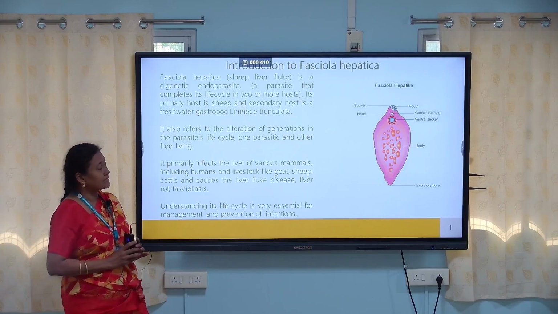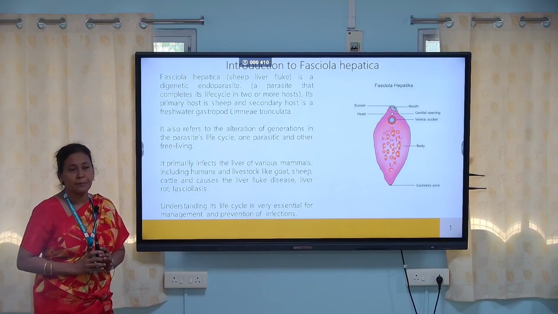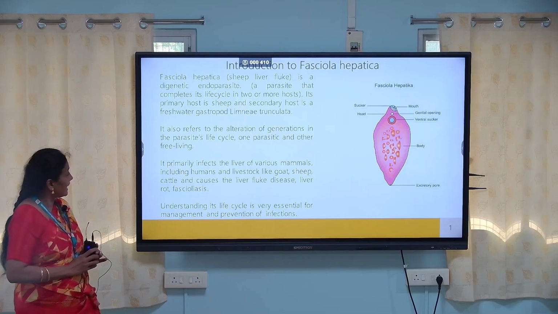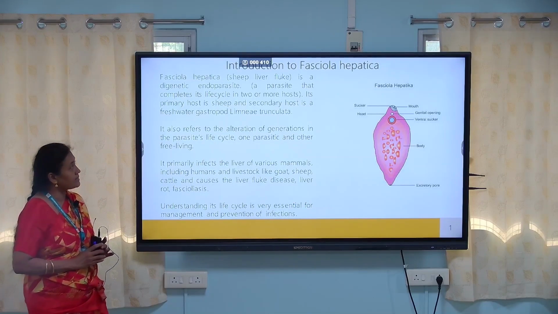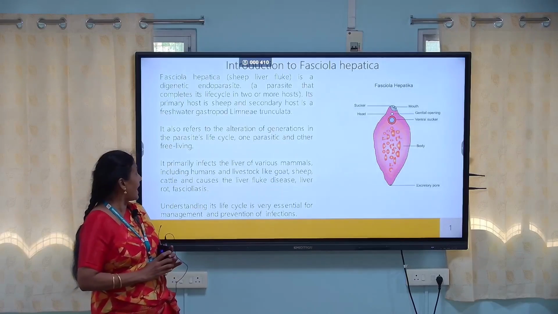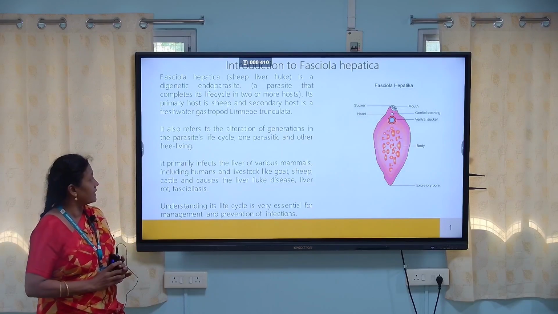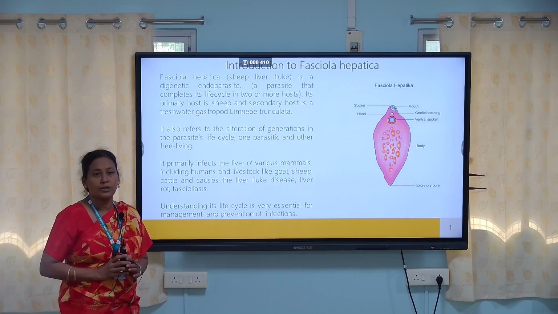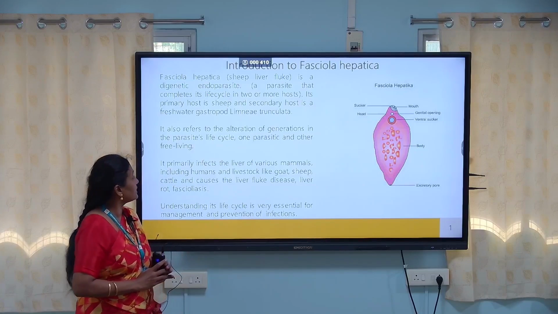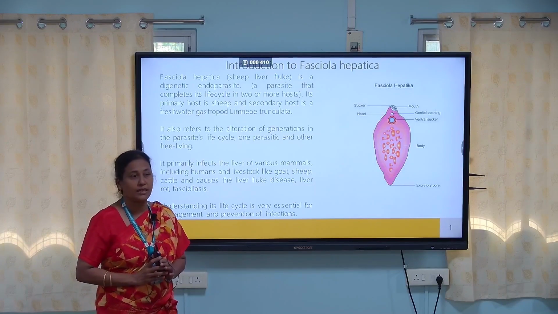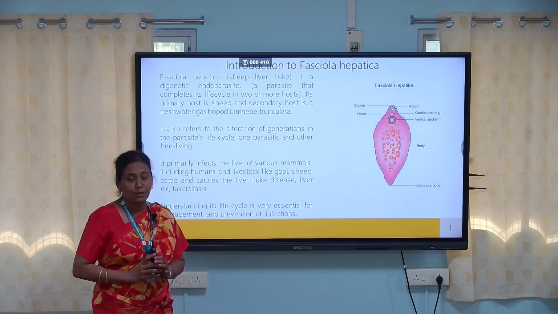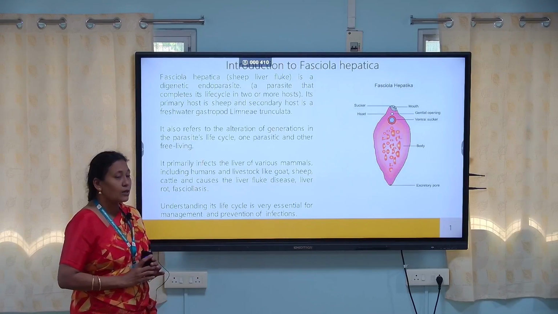Fasciola hepatica is commonly known as the sheep liver fluke. It is a digenetic endoparasite. That means it is a parasite whose life cycle happens in one or two hosts. Its primary host is the sheep and its secondary host is the snail, a gastropod, namely Lymnaea truncatula.